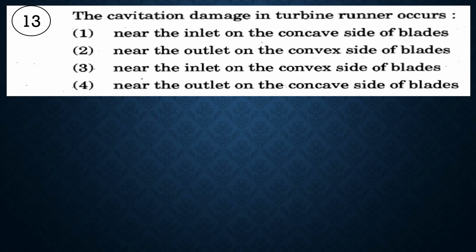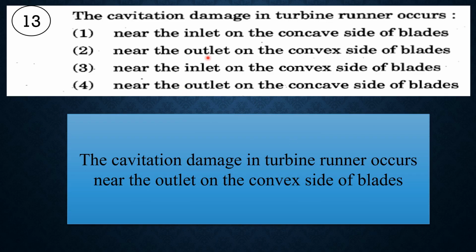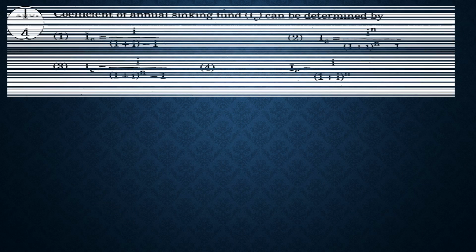Then next question, the cavitation damage in turbine runner occurs near the outlet of the convex side of blades. So option second is correct.